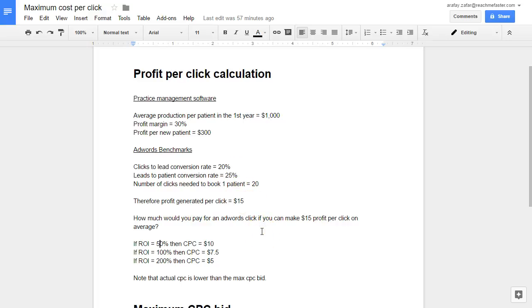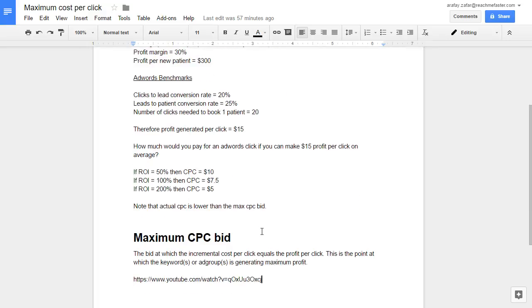What you have to decide is how much ROI you need from the campaign. If you want an ROI of 50%, then the maximum cost per click is $10. If you want an ROI of 100%, then the maximum cost per click is $7.5. If you want an ROI of 200%, the cost per click is going to be $5. Now, depending upon how much ROI you need or desire, you will have a value of the actual cost per click you can afford to achieve that ROI.